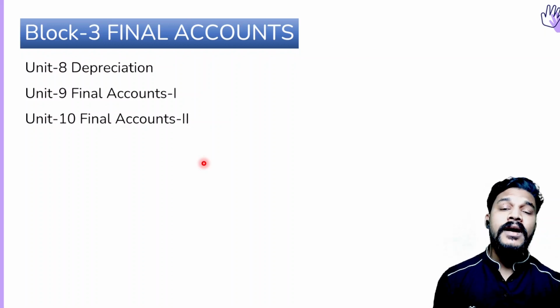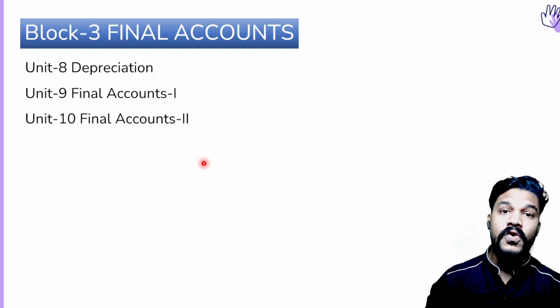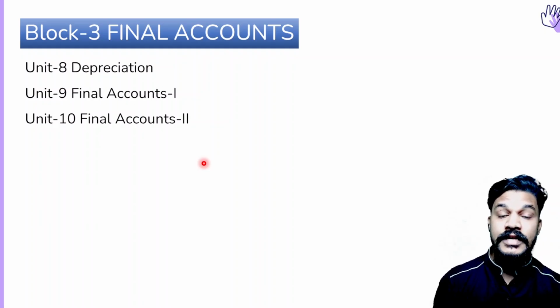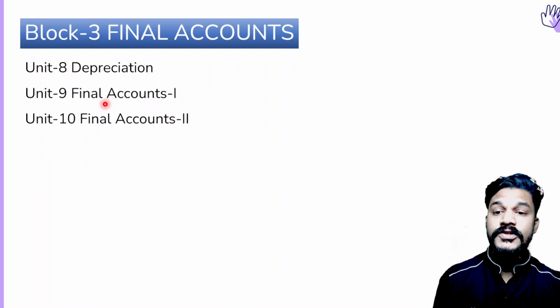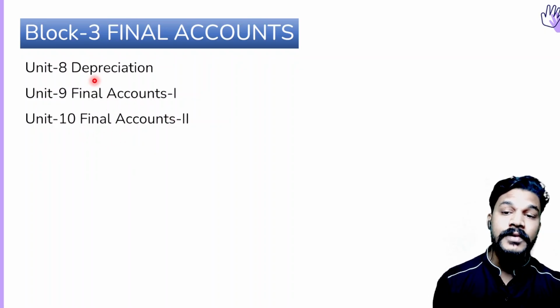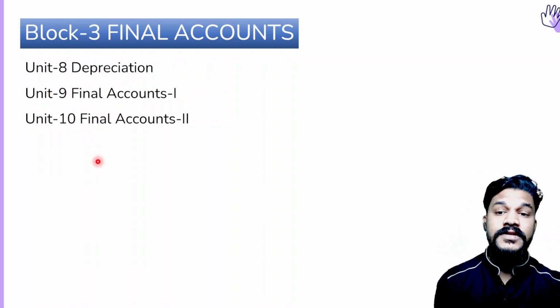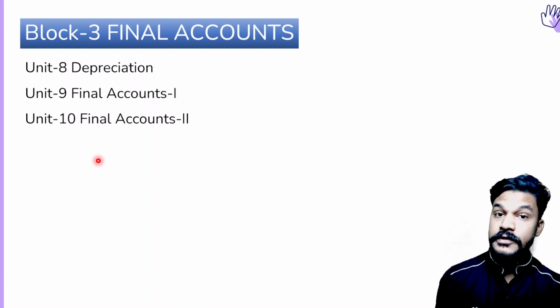Then when it comes to block 3, final accounts. In the case of final accounts, we are summarizing all those accounting ledgers or subsidiaries into final accounts. That means final accounts are basically classified into two units, unit 9 and 10, and before that we will be completing depreciation. What is depreciation, what are the methods of depreciation, all this will be discussed. And after that we will be preparing the final accounts. The final accounts is a bit longer chapter, that's why it is divided into 2 units.